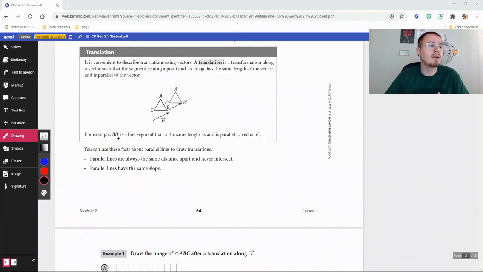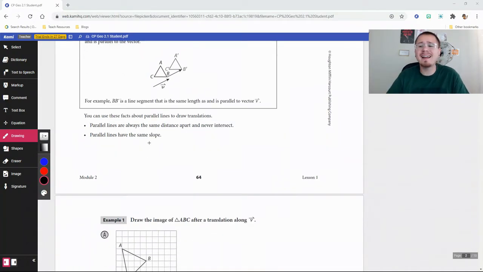So here we go. We got BB', baby. It's a line segment that is the same length as, and is parallel to, vector V. So there's our vector that we're moving along. There is vector BB', or BB' line segment that you are moving along. And notice the prime notation.